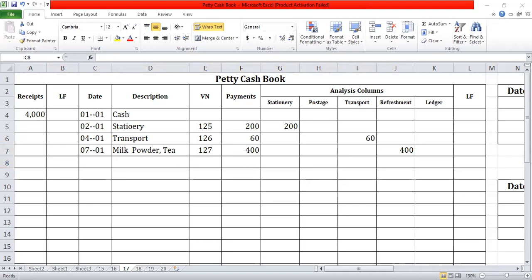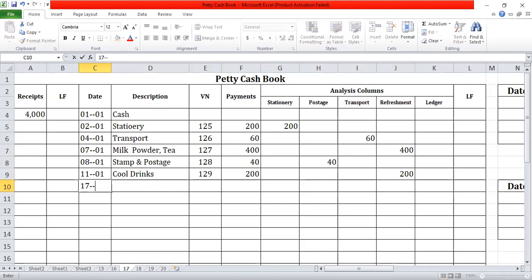The next date of the transaction is 8th of January, stamp and postage. Stamp and postage. Sorry, the voucher number is 128, where the amount is 40. You can easily understand where this has to be analyzed, definitely in the postage column. Then 11th of January, cool drinks, 129 is the voucher number, amount 200, analyze that under the refreshment column.